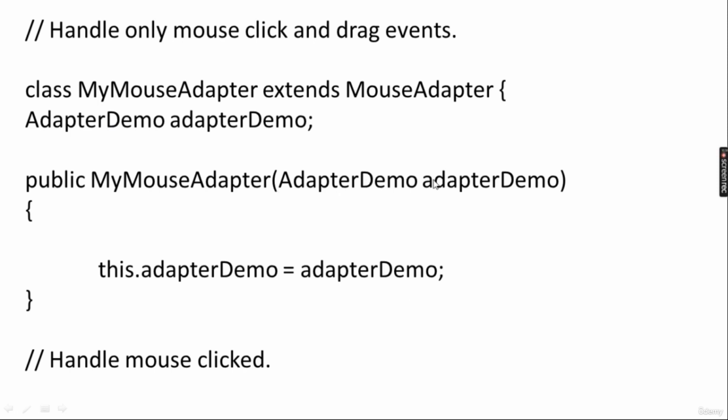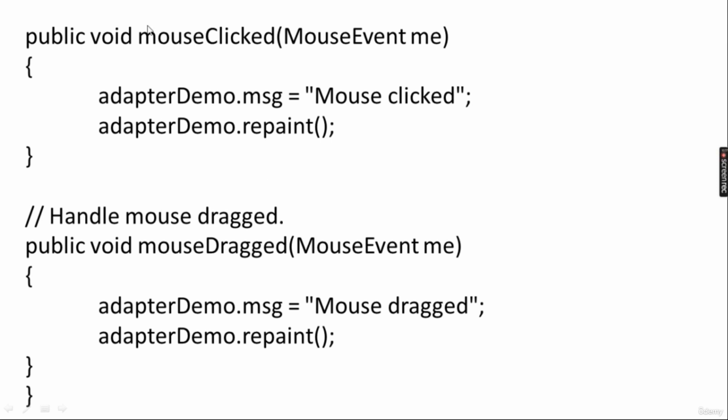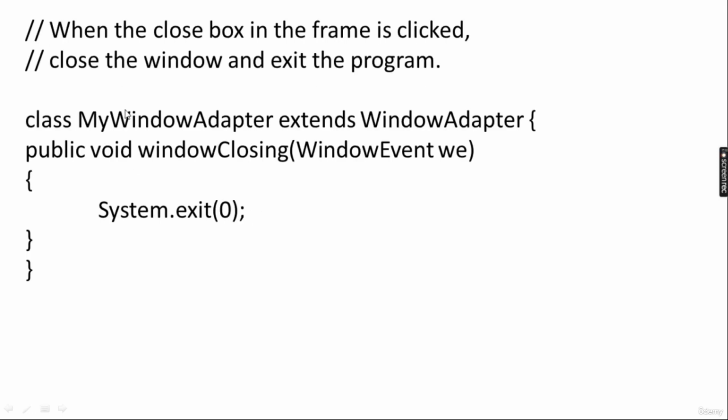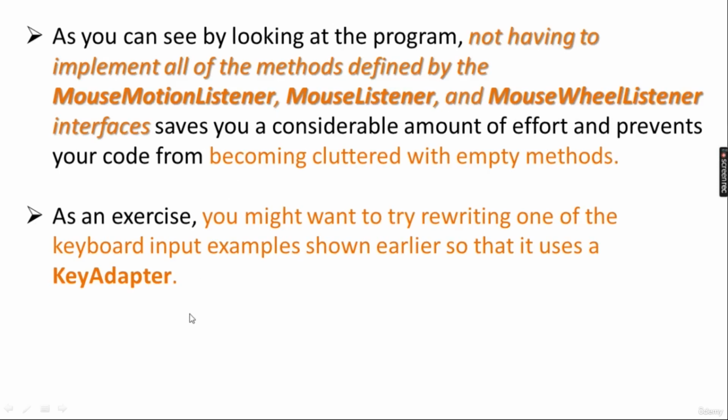Here we are passing the AdapterDemo object in the brackets as a parameter. To the constructor of this adapter class we are passing the AdapterDemo object, and then we are initializing it: adapterDemo = adapterDemo. Then handle the mouse click event. adapterDemo.message for mouseClicked, and mouseDragged: adapterDemo.message, and repaint, that is paint, will be called. And in the WindowAdapter, System.exit(0).